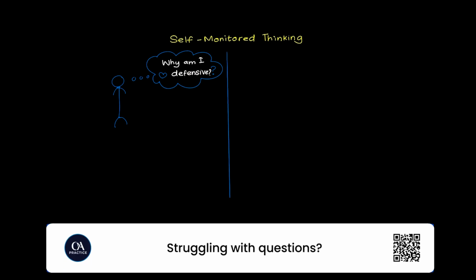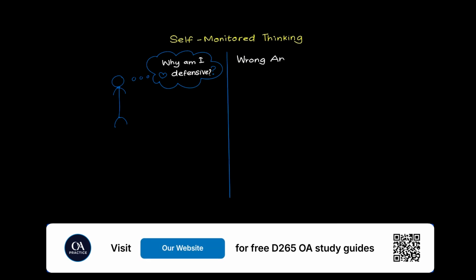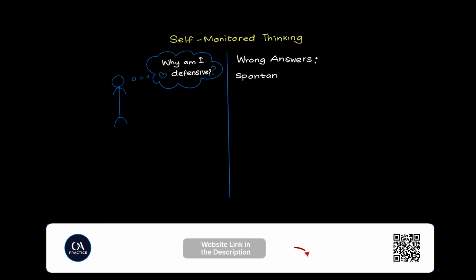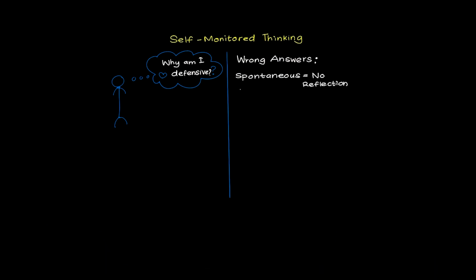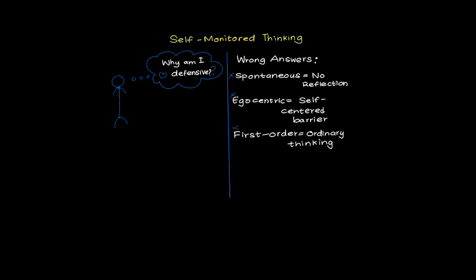Now look at the wrong answers. Spontaneous and non-reflective describes first order or ordinary thinking. No conscious analysis happening there. Egocentric reasoning means viewing everything through a self-centered lens, which is a barrier to critical thinking, not a feature. First-order thinking is just regular thinking, without that conscious awareness the employee showed.